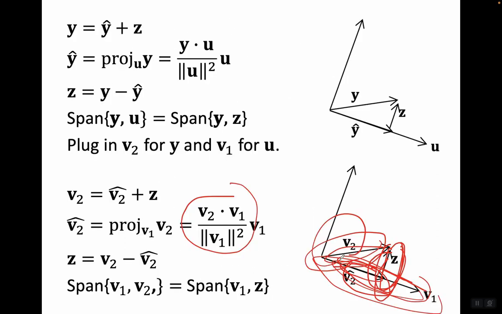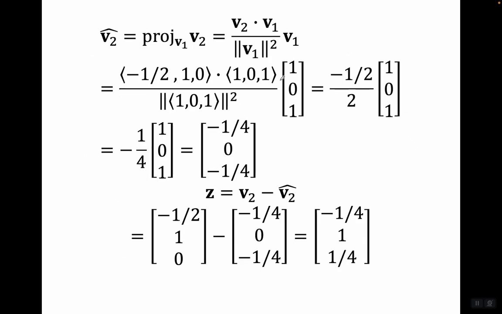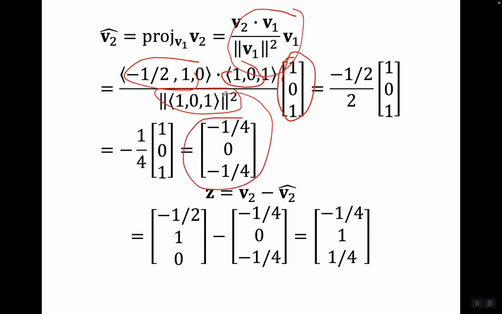Okay, so we saw a moment ago V2 hat is going to be the projection of V2 onto V1. In other words, we have this formula. Oh, goodness. So here's V2 dot V1 all over the length of V1 squared times V1. Sorry to mix column vectors and row vectors. In other words, we have negative 1/2 over 2 times (1, 0, 1), negative 1/4 times (1, 0, 1), which is (negative 1/4, 0, negative 1/4).